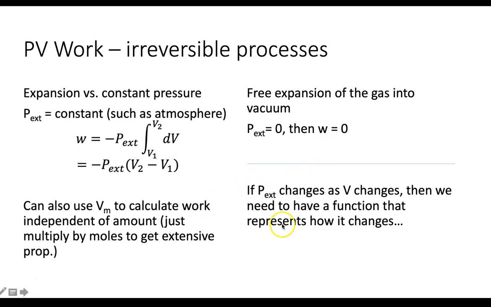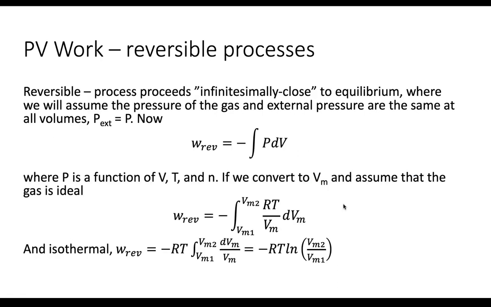And then the last case of an irreversible process is if the external pressure changes as the volume changes. If we're not pushing against atmospheric pressure, we would likely have a change in that external pressure. If we wanted to know work at that point, we would need to know how that pressure changes with the volume. We would need to have a function to represent how it changes. It's not always easy to do. All right. So the one case where we can get a function is a reversible process.